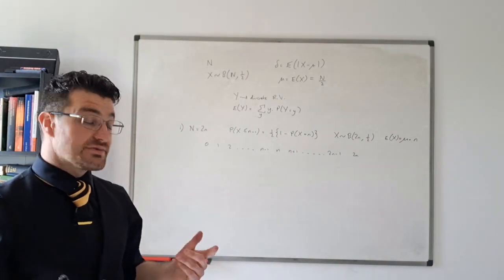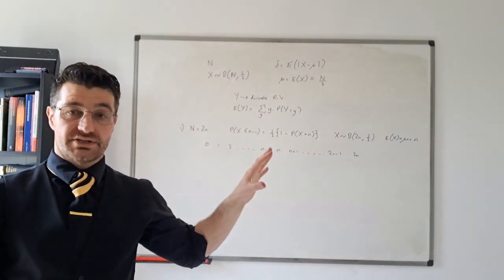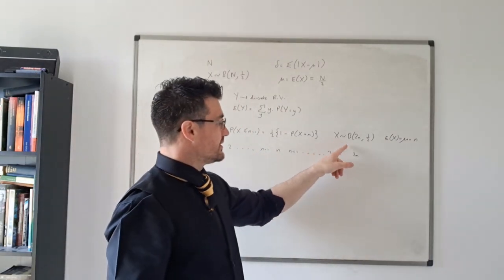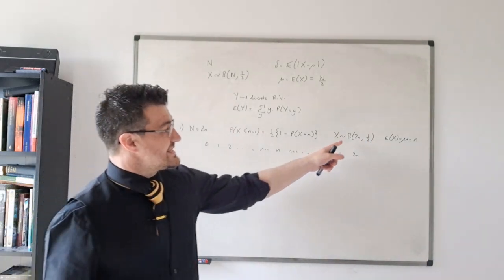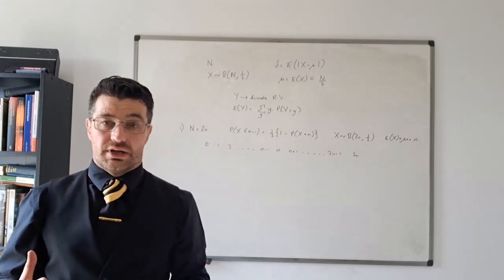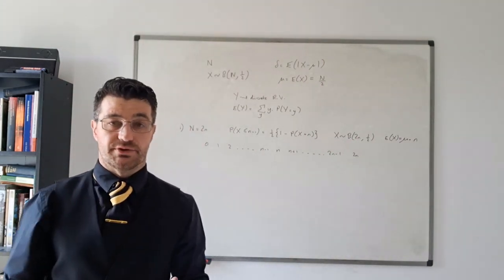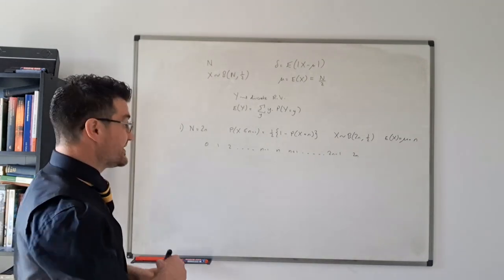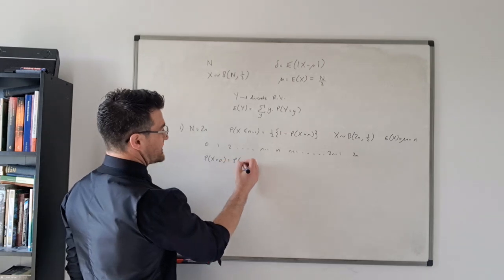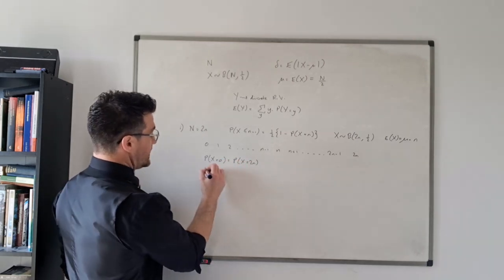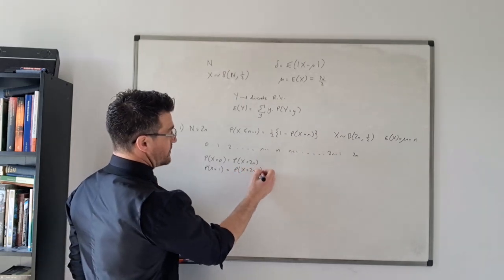Something that's going to be really useful for us to notice as well is, because of the particular binomial distribution that we're dealing with, where the probability of success is equal to a half, this is a symmetrical distribution. Symmetrical in this sense, that the probability that X equals 0 is equal to the probability that X is equal to 2n. The probability that X equals 1 equals the probability that X is equal to 2n minus 1.